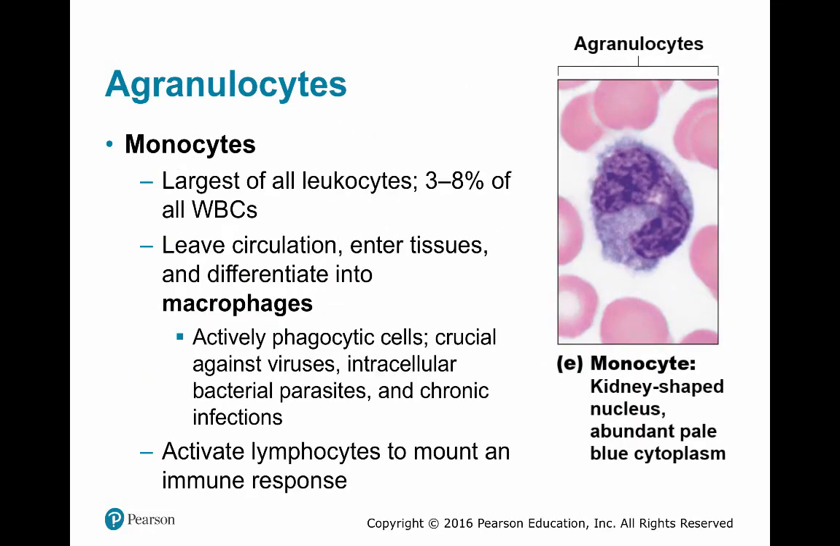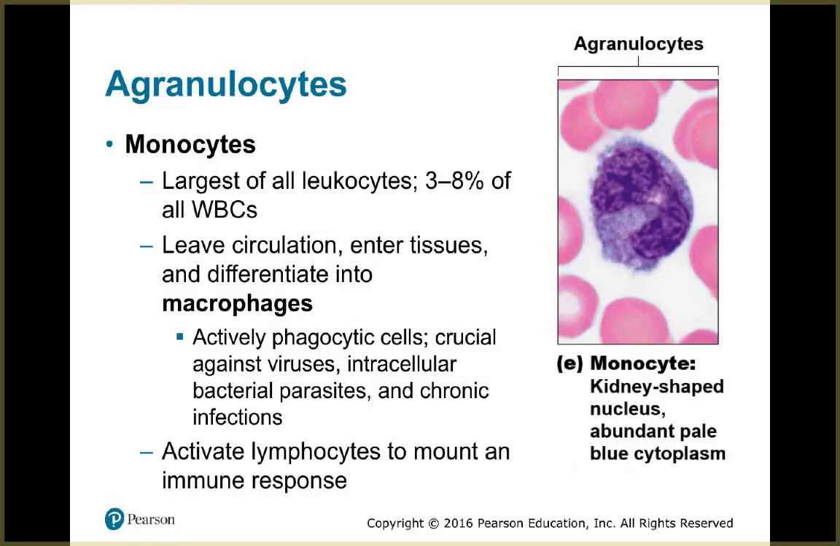Now we're going to get into the agranulocytes, and the largest of all leukocytes are these monocytes, and they have what's known as a kidney shape. So they don't have that really thin area in the middle. They look like a big kidney right there. And they tend to have this bluish color to them.